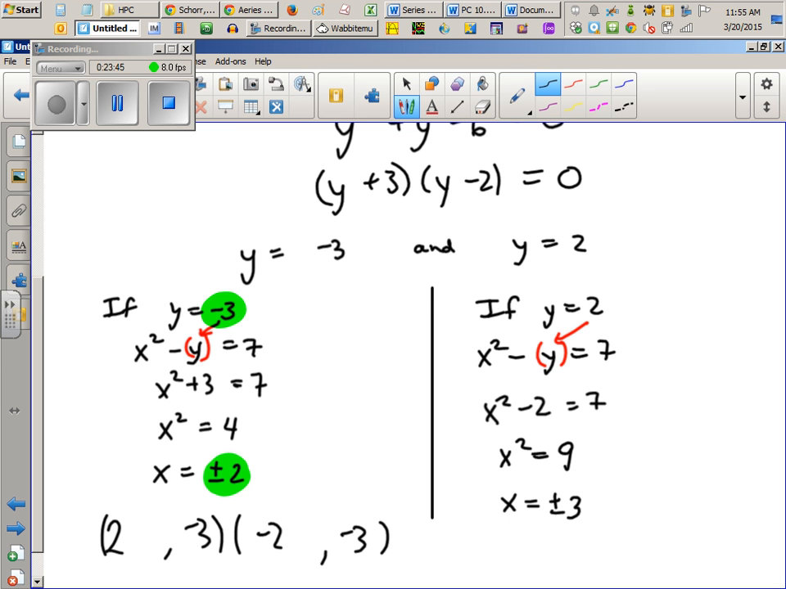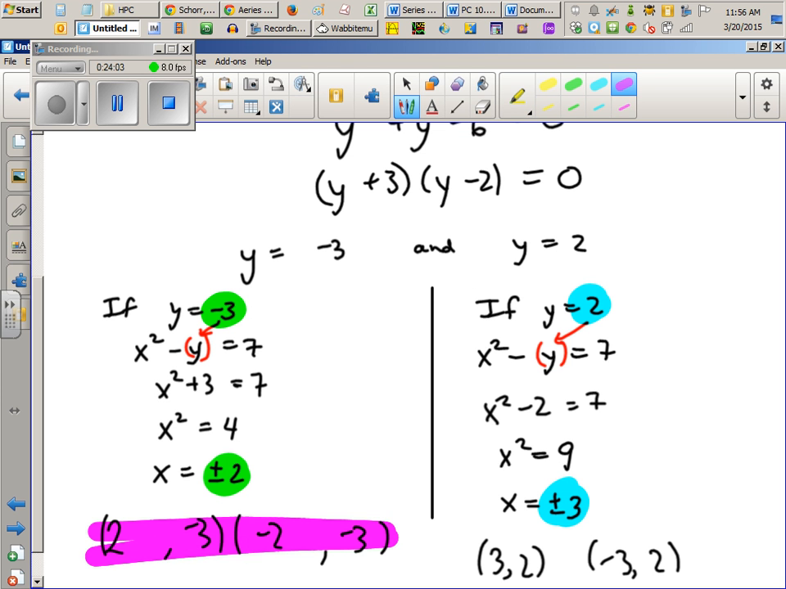But let's take a look at the second one. The second one is saying that when y was 2, we got 2 x's. See? All right. So anyway, this is just saying that when x is 3, y is 2. When x is negative 3, y is 2. So how many answers did we end up with altogether? 4. Here are the answers to the problem down here.